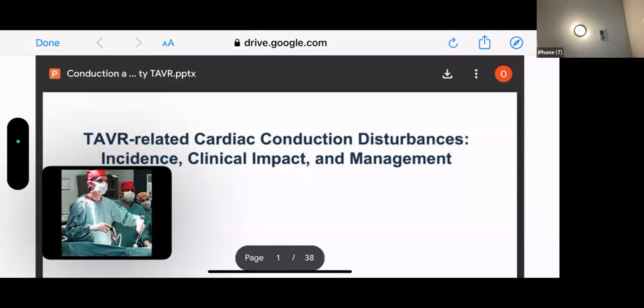Sometimes we get away with not overdrive pacing for the self-expanding valves, so sometimes we don't do overdrive pacing for those ones. But for the Edwards valve, we usually do overdrive pacing.